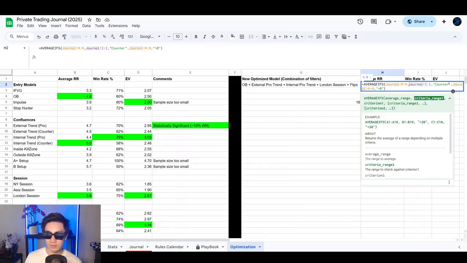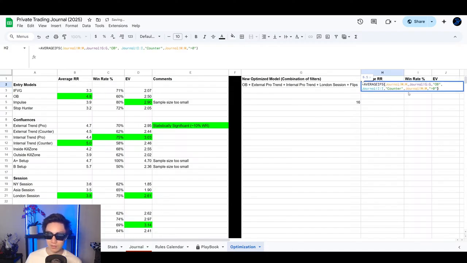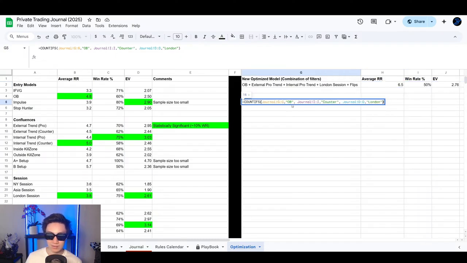Look what happens if we get rid of OB entry model. It's 5.0. Because OB entry model makes a pretty big difference in the risk reward. It has the most impact on the risk reward because that's literally the entry model. So we basically just want to calculate this and find whichever works best.